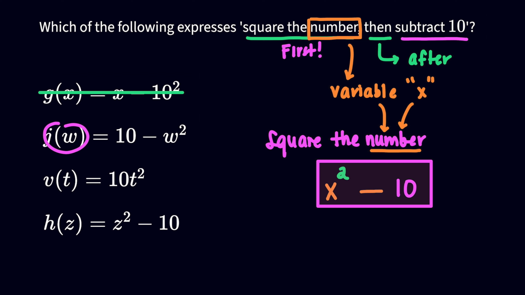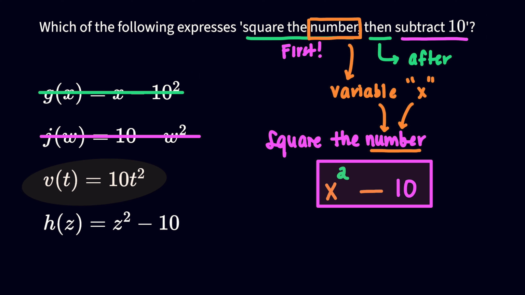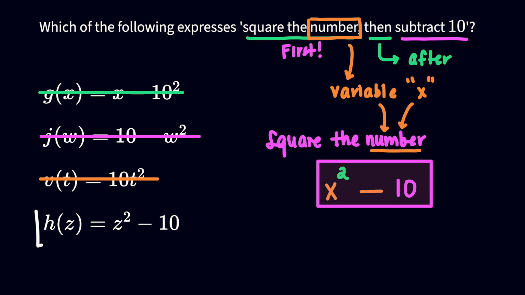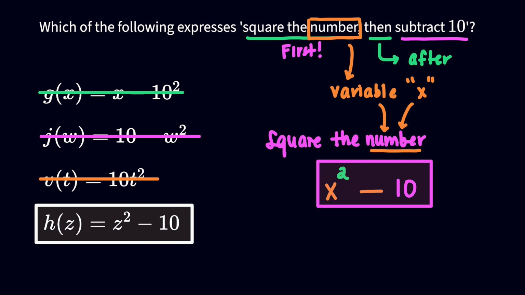So for j of w equals 10 and then the squaring, this came first. That's not what we want. We want the subtract 10 to be afterwards. So that's a goner. Goodbye. The next one has the 10 being multiplied with the t squared. That is not what we want. There's no subtraction there. So goodbye. And then, by process of elimination, we have arrived at our destination. So h of z equals z squared minus 10, and that is our answer.